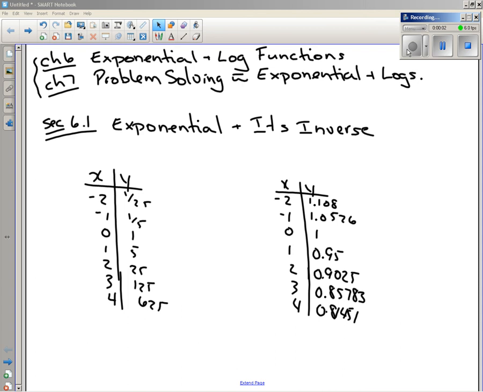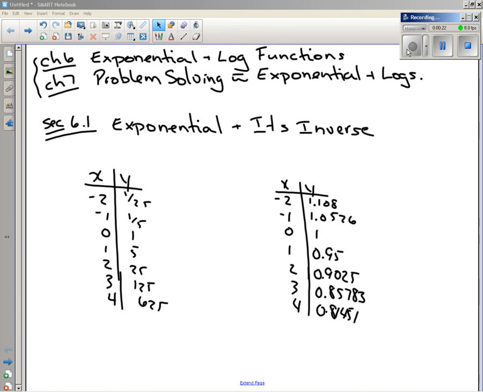Okay, so as I said before, we're going to take chapter 6 and chapter 7 and combine them together. Chapter 6 deals with exponential and logarithmic functions. Chapter 7 deals with problem solving involving exponential and logarithmic functions. So it makes sense to me to combine those into one unit.